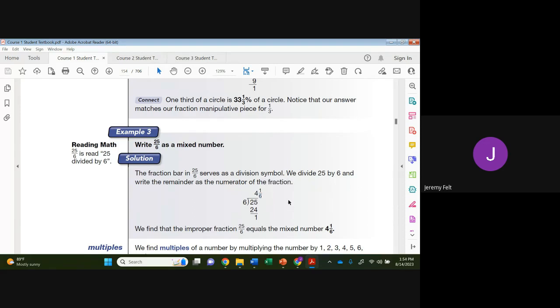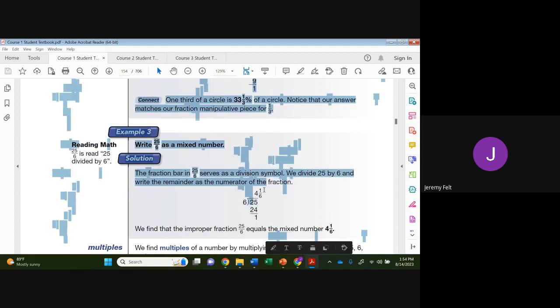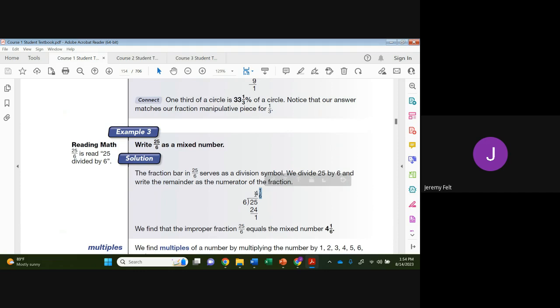It could go into it evenly. If we had 24 over 6, well, then it would just be 4, because 24 divided by 6 is 4. So we wouldn't put 4 and 0/6 or something like that. We would just say 4. Okay, but if there is a remainder, something left over, we're going to write that as a fraction right there.